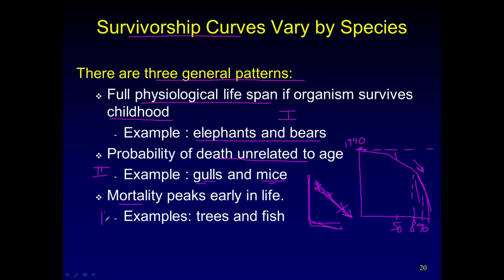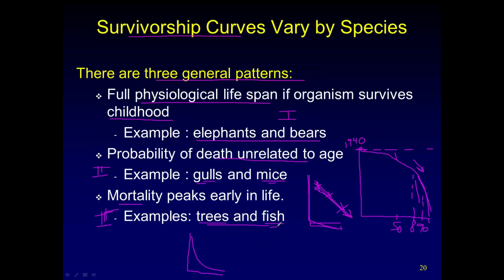And then we have type 3, where mortality peaks very early in life, and that's true for trees and fish. What it looks like there is you see a huge amount of death early in life, and then it starts to kind of level out. And again, this is true for organisms that don't care for their young. Trees don't care for their young too much. Fish don't either.